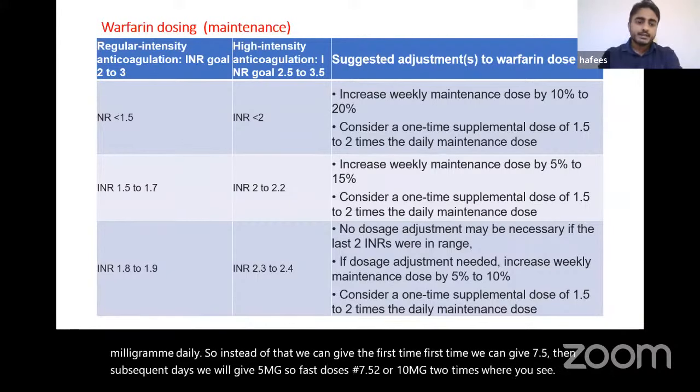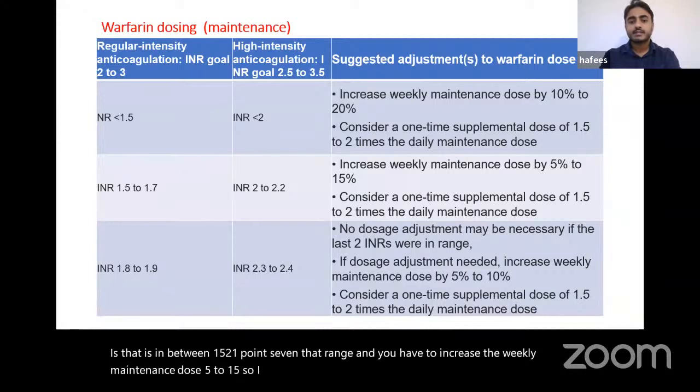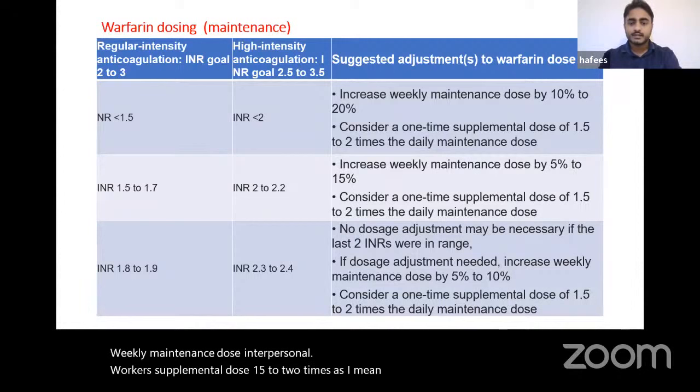If the INR is in between 1.5 to 1.7, that range, you have to increase the weekly maintenance dose 5 to 15%. So INR kodunnanusaരിച്ചിട്ട് നമ്മുടെ weekly maintenance dose ന്റെ percentage നമ്മൾ കുറക്കുന്നു. ഇവിടെ നമുക്ക് supplemental dose 1.5 to 2 times as a maintenance dose ആയിട്ട് കൊടുക്കാവുന്നതാണ്.